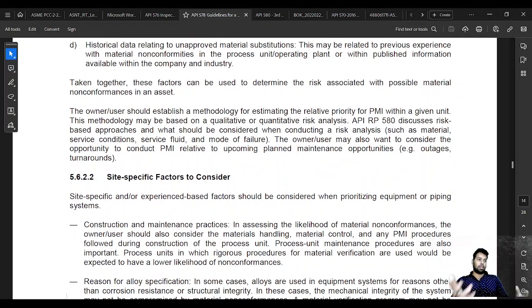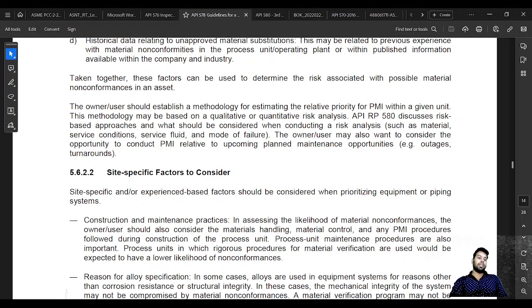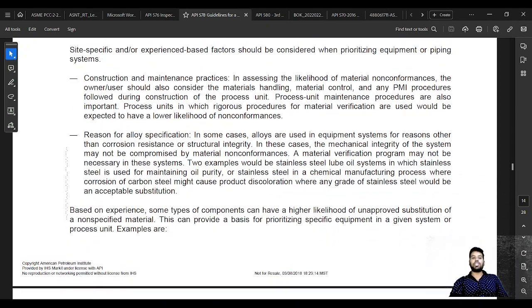Okay. Now again, here, as you have already seen, the probability of failure and consequence of failure have come into the picture. In that case, risk-based inspection, or API 580, would be taken into consideration to develop that. How do you identify that risk? Some site-specific factors also need to be considered.